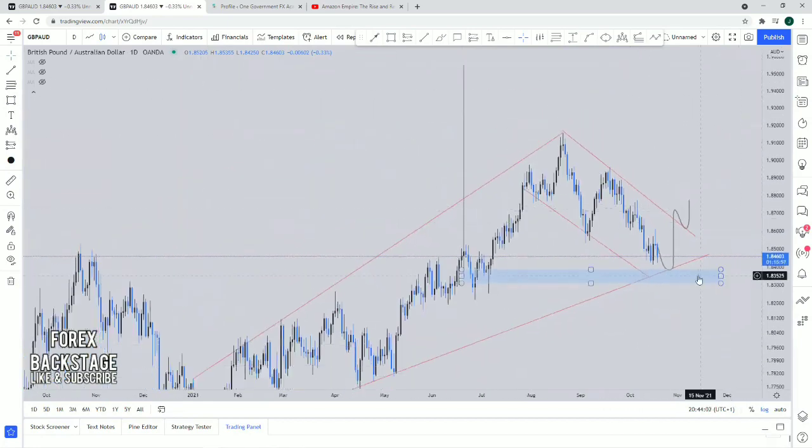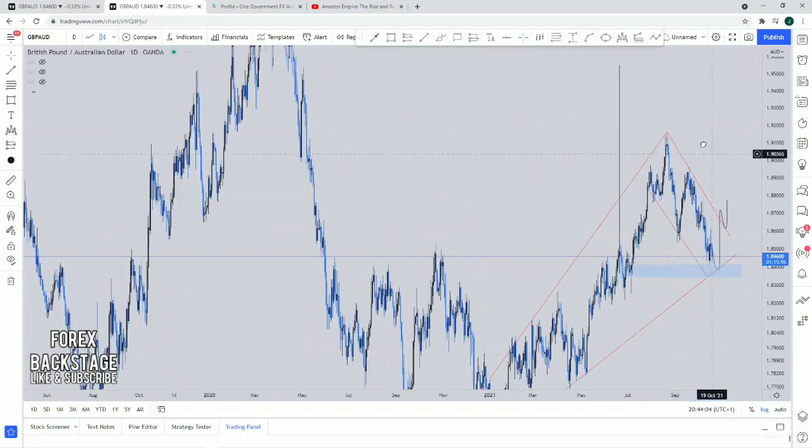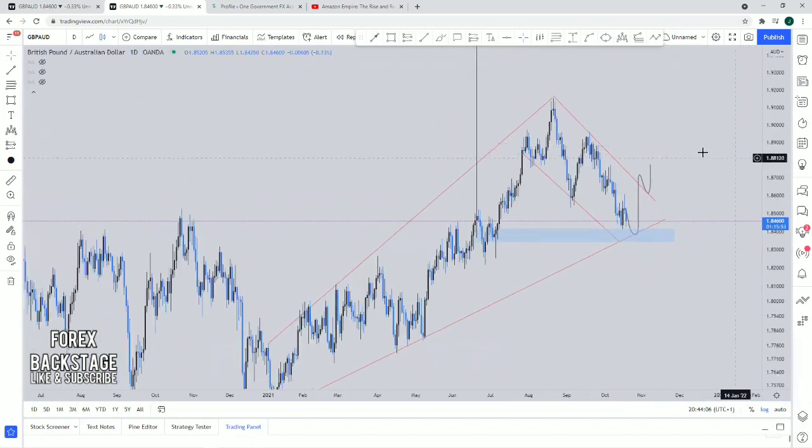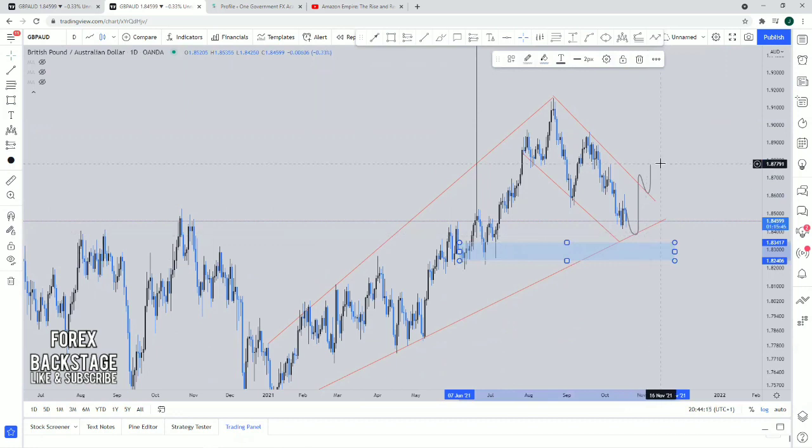Because if you look at the monthly time frame, you can see overall we're in a bullish market. So my view on GBP AUD is I'm looking for price to come back down into this low, retest this support level and then possibly move higher. So that's my view on GBP AUD.